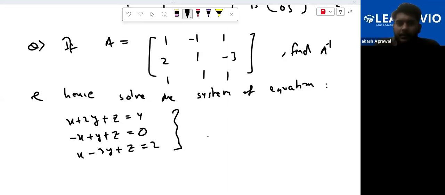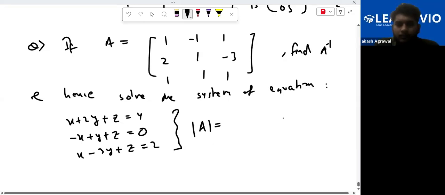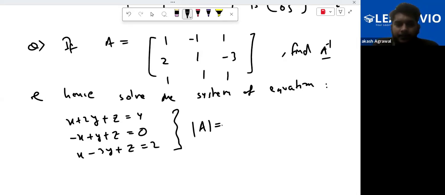Got A inverse, everyone? Sir, A determinant is 0. A determinant is 0? I don't think it is 0. So you are saying we cannot find A inverse? So I got -2. -2 is also not correct. Determinant of A is not -2.